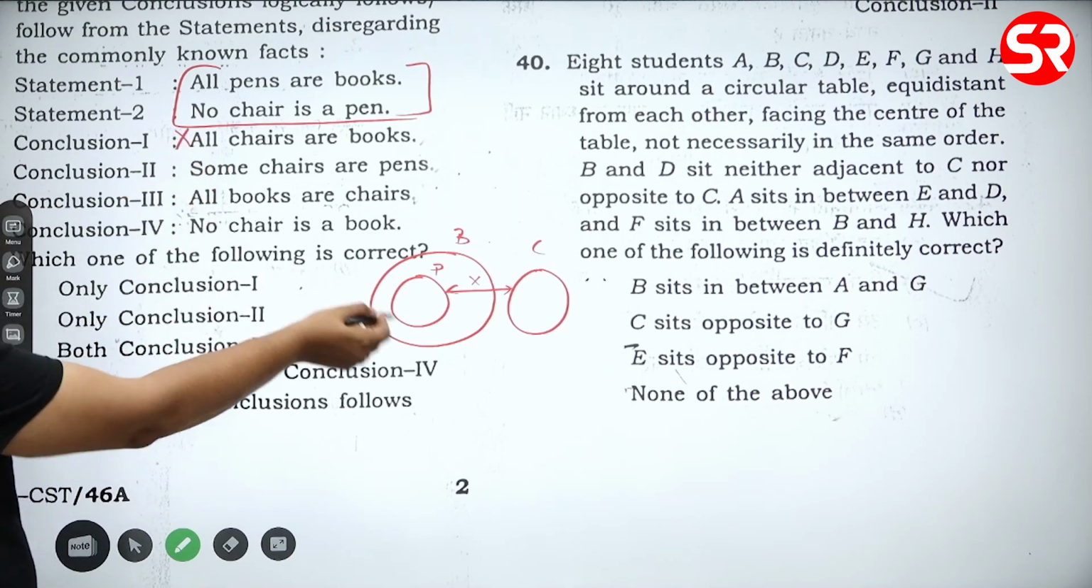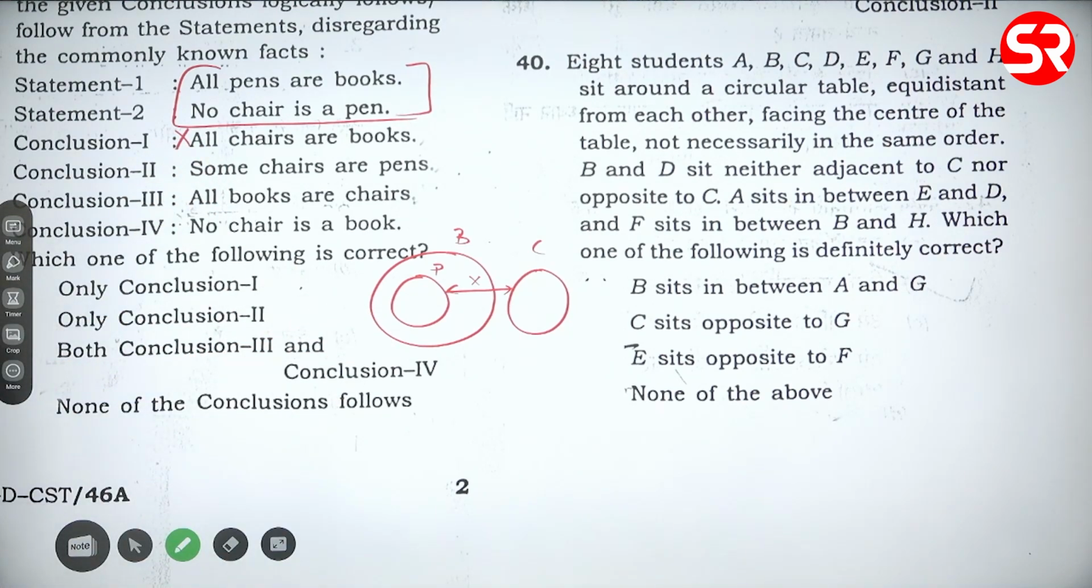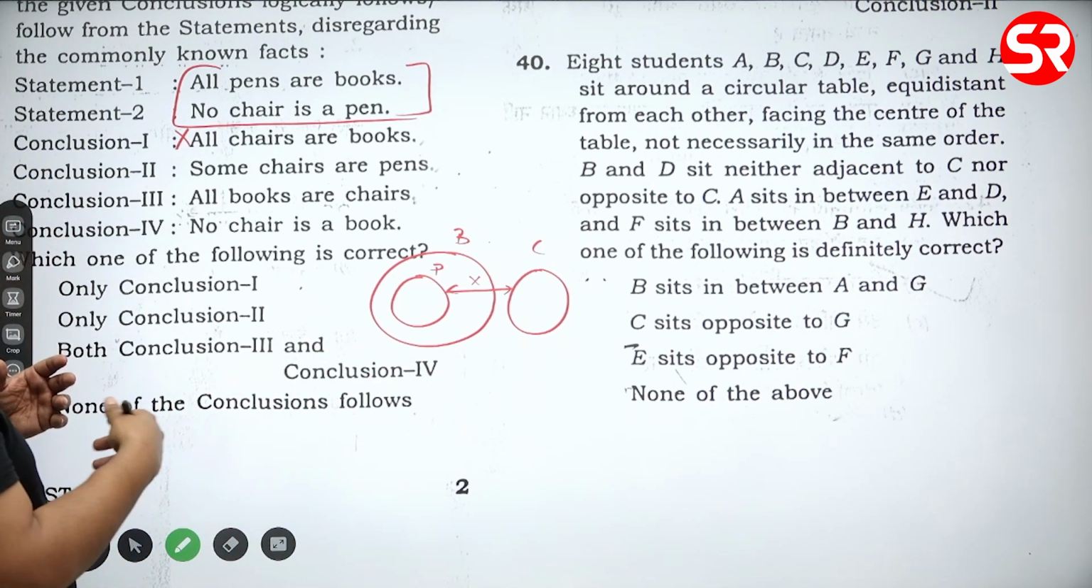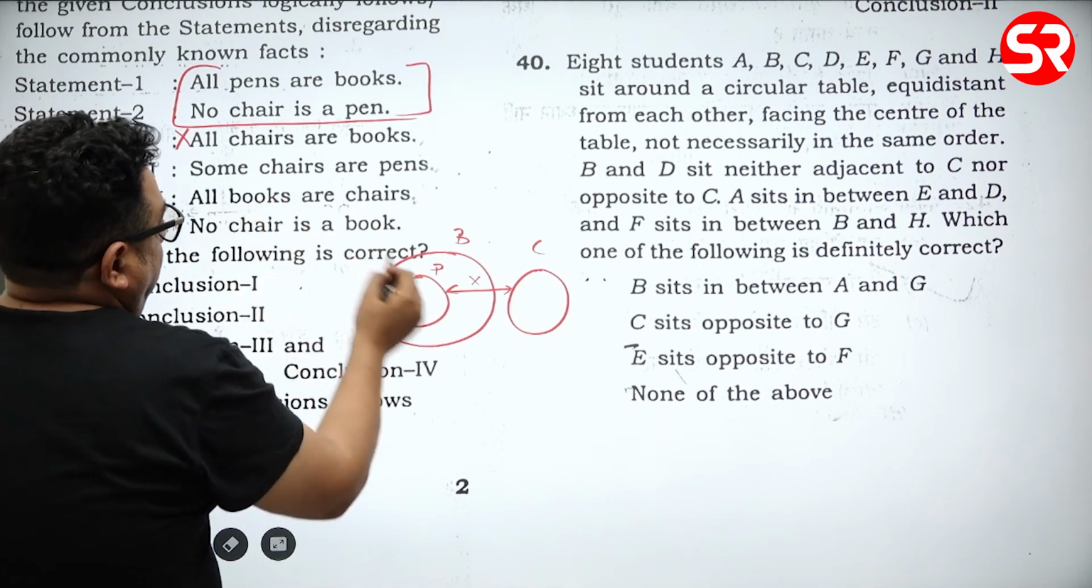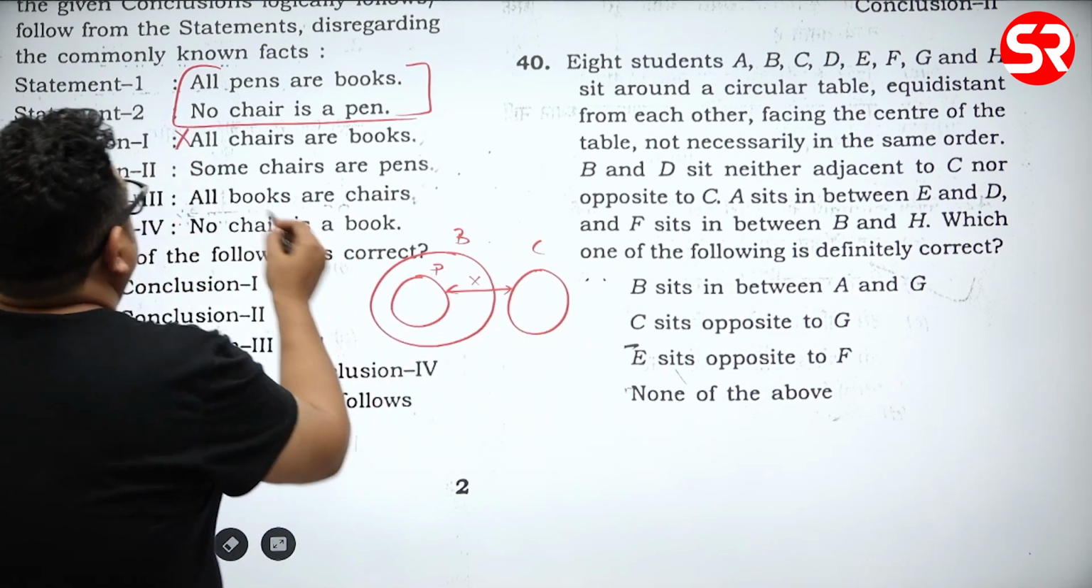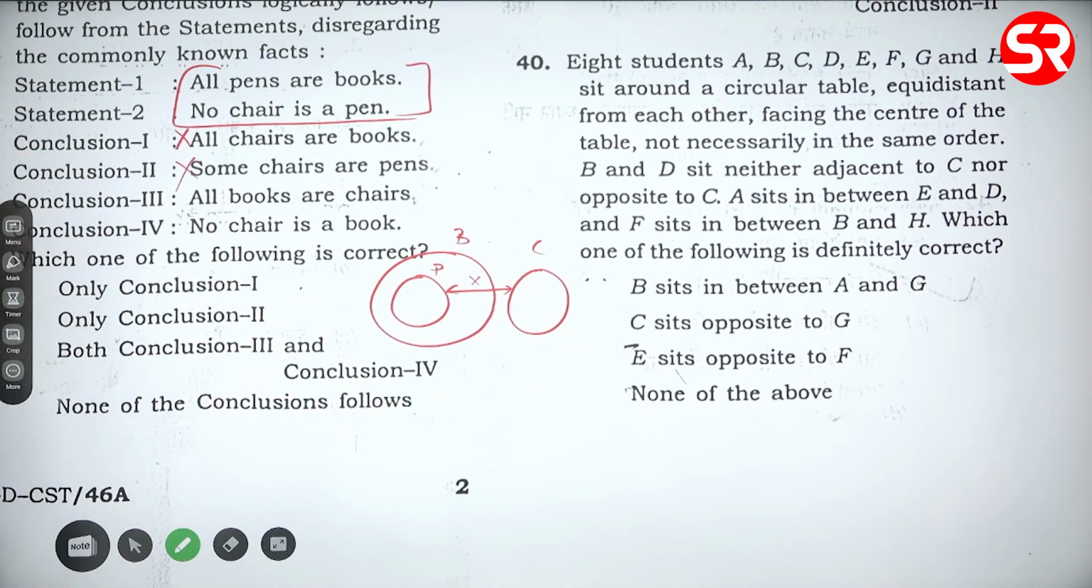Positive conclusion. The picture does not show you this. And then some chairs are pens. See, first was all chairs are books. Now some chairs are pens. So chair and pen already do not have anything in common here. How is it possible? Last, no chair is a book.